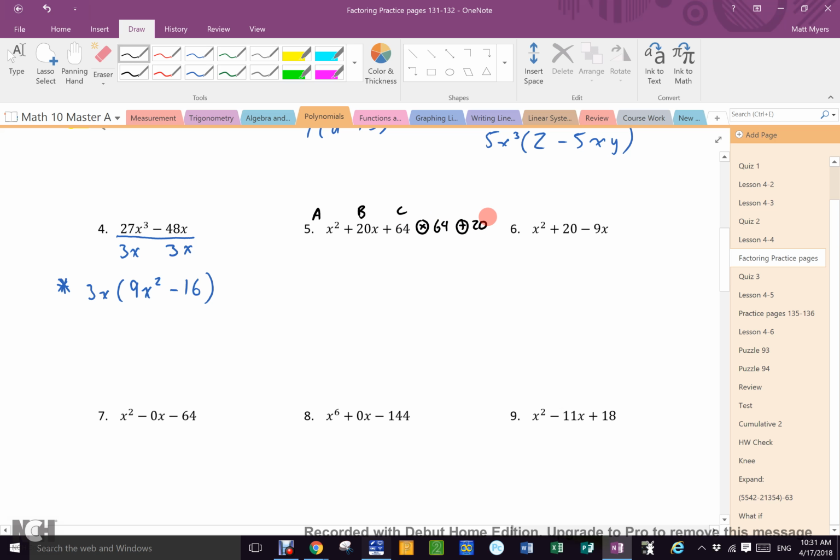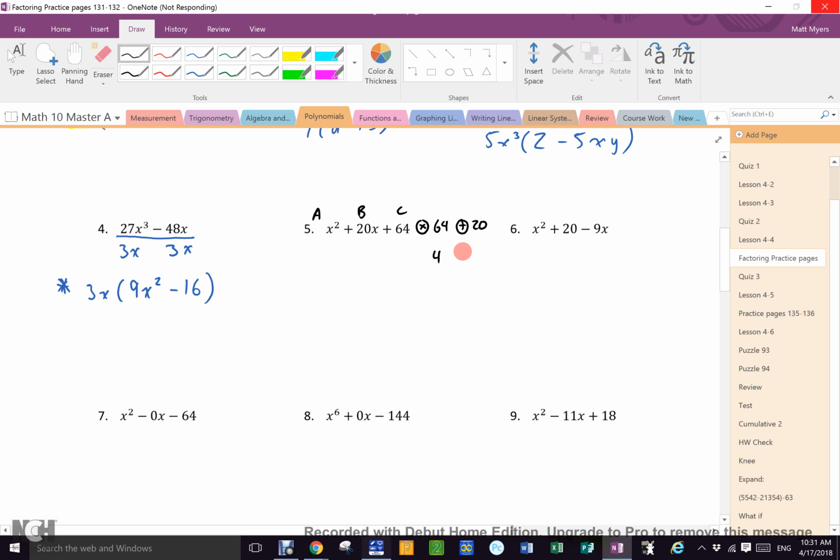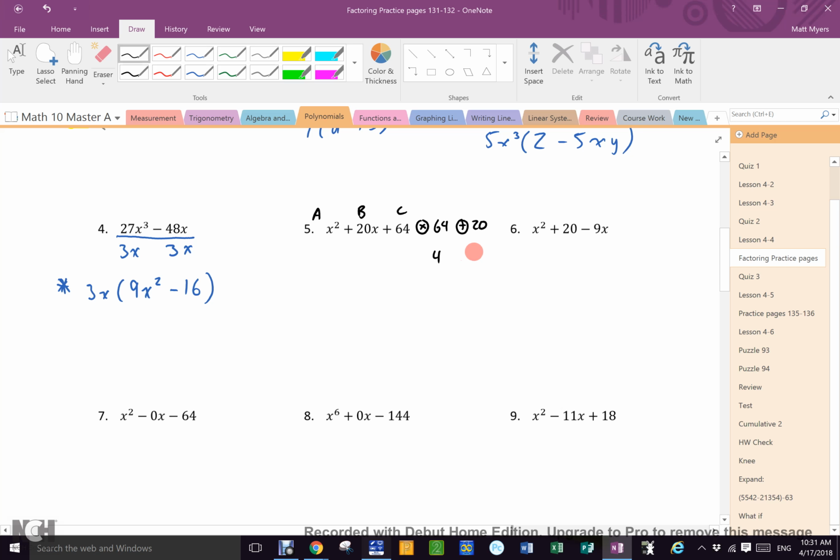Is it 1 and 64? No. 2 and 32? No. 4 and 16? Yes. So I know it's 4 and 16, and since everything's positive, it must be positive 4 plus 16, yes? X plus 4, X plus 16. And we can check. 4 plus 16, 20. 4 times 16, 64. Got it.